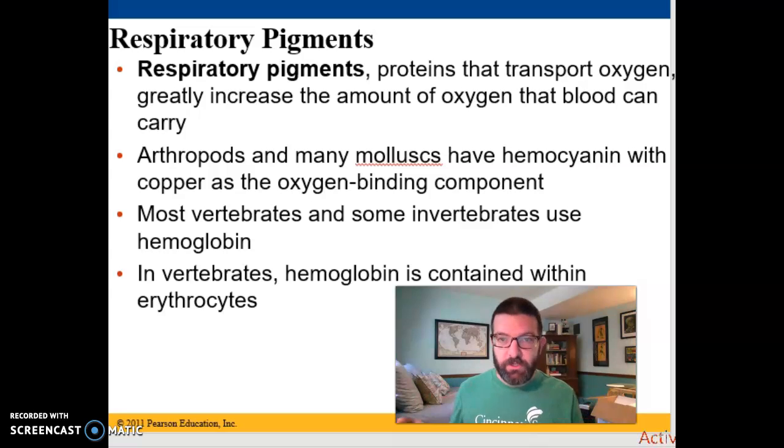No matter how you ventilate your respiratory surface, you have to have some kind of respiratory pigment that can bind to oxygen, because oxygen does not dissolve well in water. So for us, that's hemoglobin. For some arthropods and mollusks, that's hemocyanin. They have blue blood because copper is their binding agent, whereas with hemoglobin, iron is ours. But you have to have some sort of pigment that binds effectively to oxygen. Again, for us, that's hemoglobin.